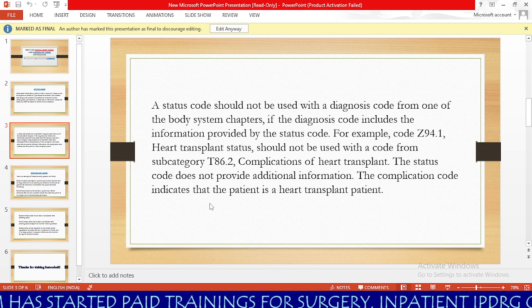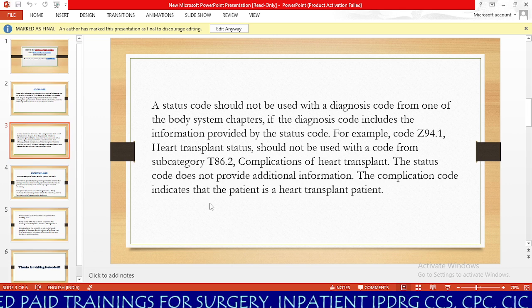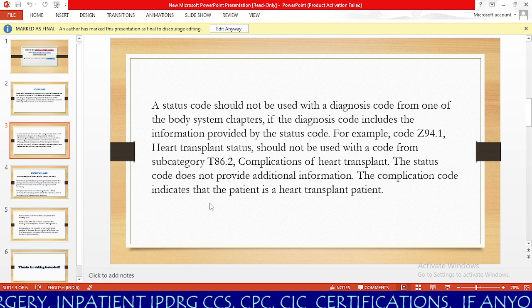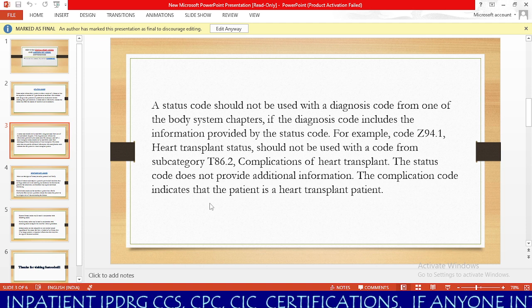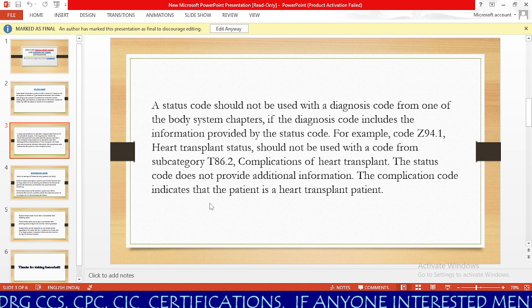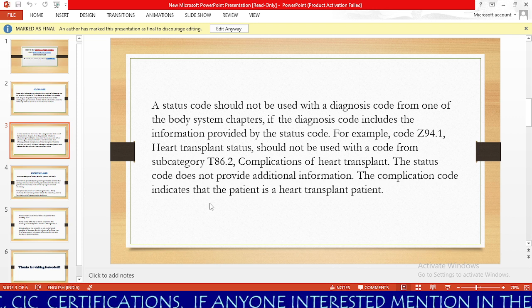We will code heart transplant status if the patient is coming for any related condition like chest pain, hypertension or any type of circulatory system disease. We can code heart transplant status, which is related to the circulatory system complication.